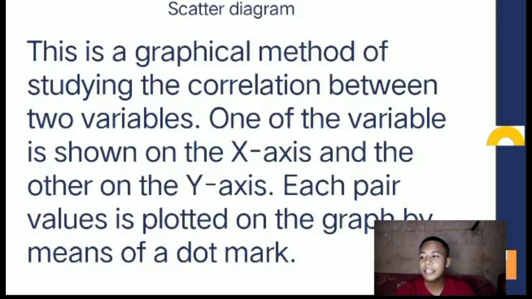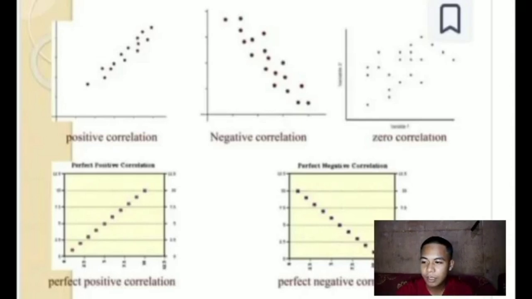The scatter diagram is a graphical method of studying the correlation between two variables. One of the variables is shown on the x-axis and the other one on the y-axis. So this is an example of a scatter diagram, in which you can see the x-axis and the y-axis, and the values are plotted on the graph by means of a dot mark.